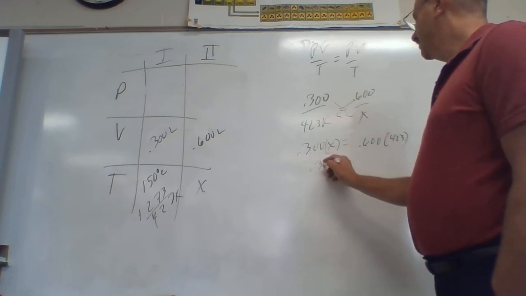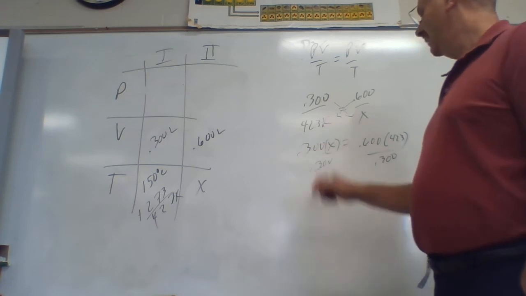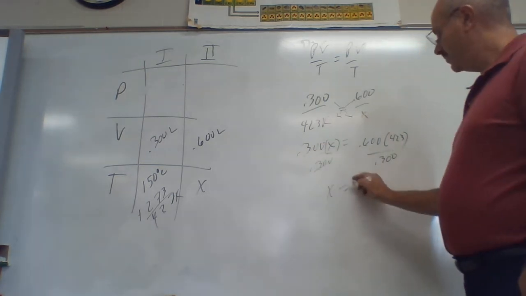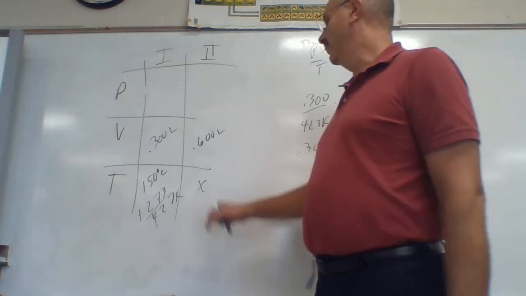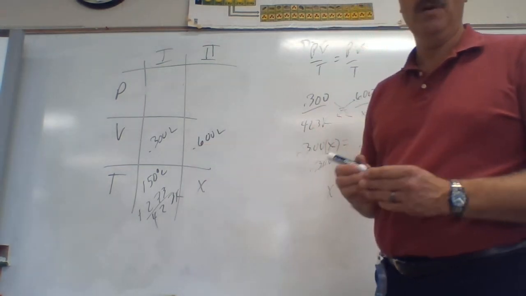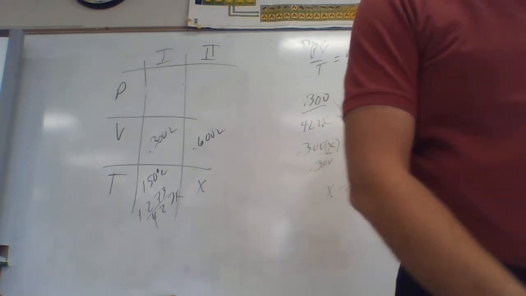You gotta divide by 0.300, divide by 0.300. That gets rid of those guys. X equals 846 Kelvin. So my temperature went up. Well, if my temperature went up, then that means my volume should go up. Yep, it did. Okay. Takes me on to the next one.